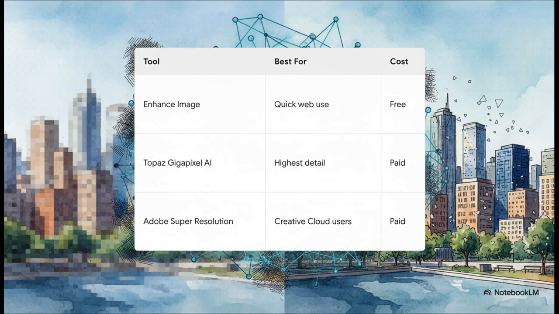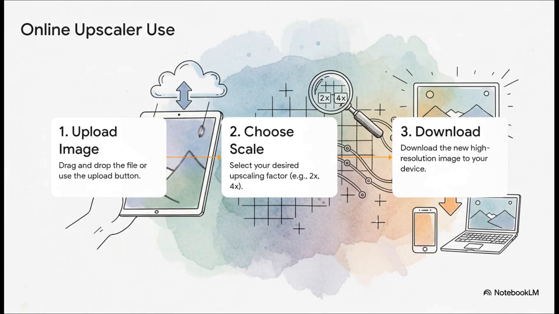So, how do you choose? Well, it's really all about the job. Need to quickly make a profile picture look better for social media? A free web tool like Enhance Image is perfect. It just runs in your browser, works on any computer. But if you're a photographer trying to print a large photo you shot on an older camera, you're going to want the power and control of paid software. Tools like Topaz Gigapixel AI are industry leaders for a reason. And Adobe Super Resolution is built right into Photoshop, making it a seamless part of a pro workflow on a more powerful machine.